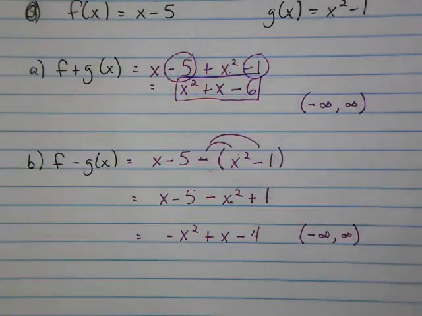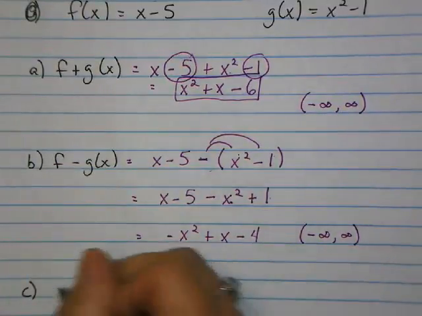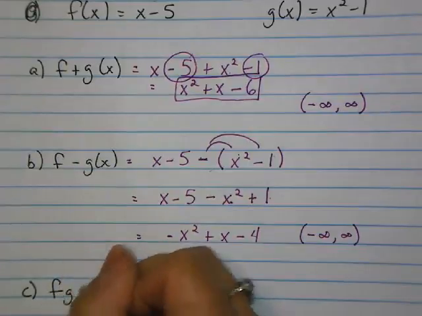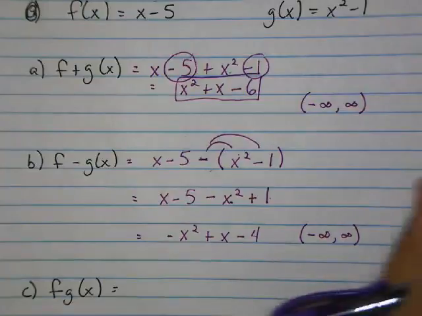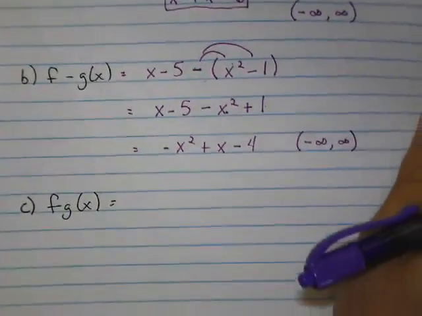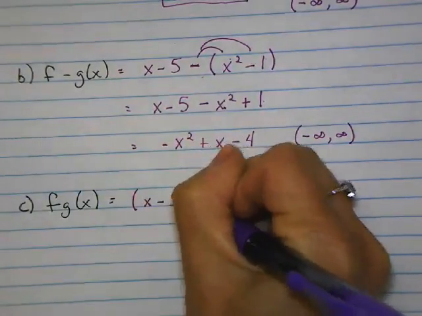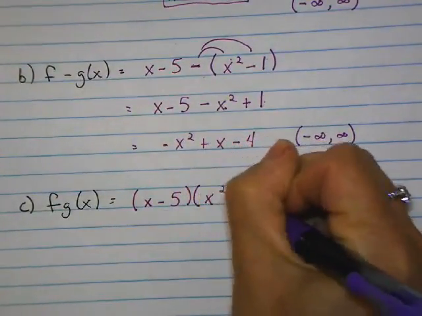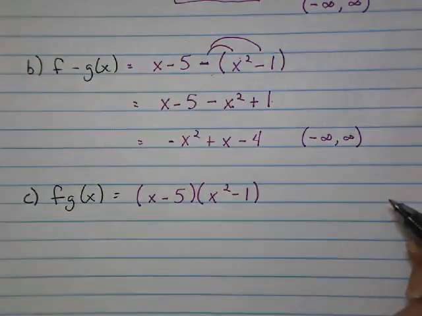Alright, let's try the next step, which is going to be to multiply. So function f is x minus 5, function g is x squared minus 1. This is what we were doing on the first day of class, where you're just going to go ahead and FOIL these, or box them. I like FOIL the best.